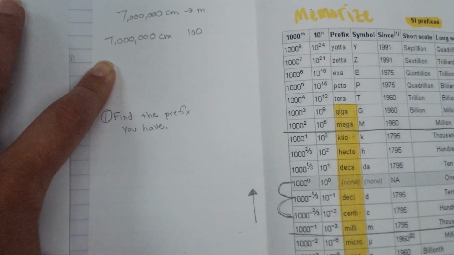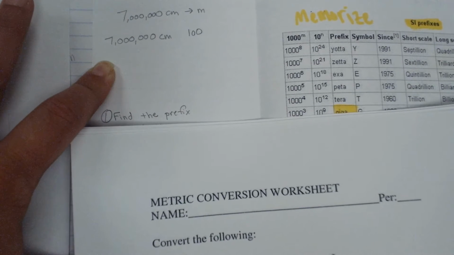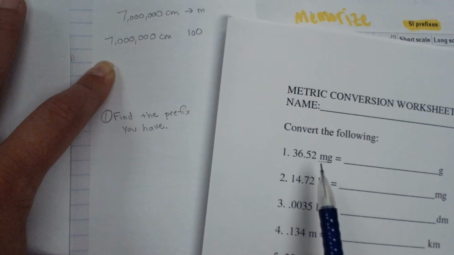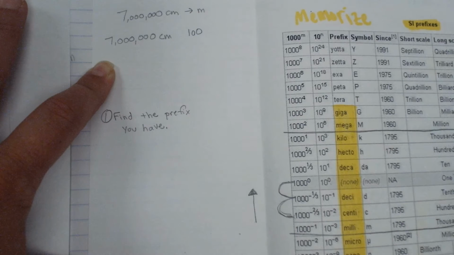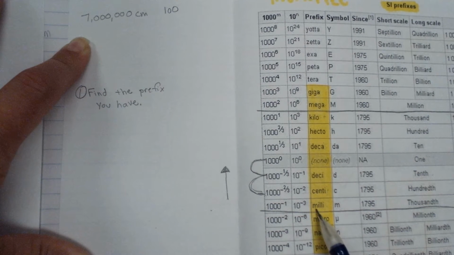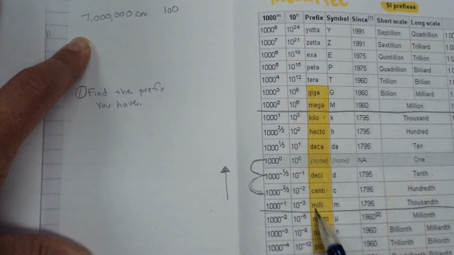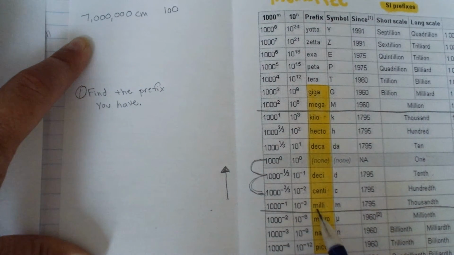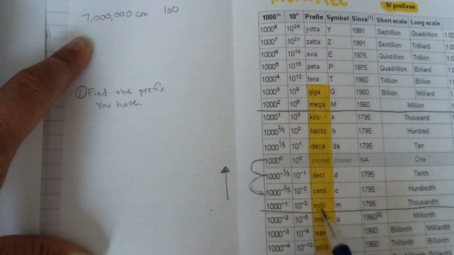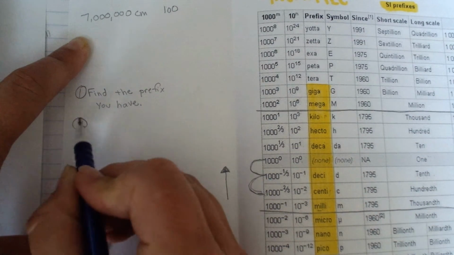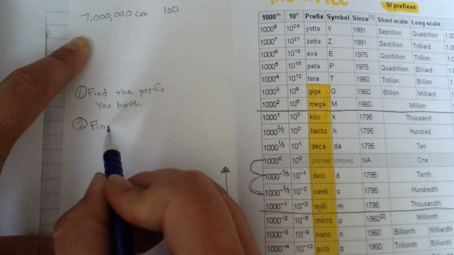Okay, so on the paper you have in front of you, you have milligrams. We're going to find the prefix that we have in the list, and right here's milli. If you want to turn the light out to see it better up there, you can. Okay, there. Right here's milli. And then in the next step, you're going to find the prefix you need.